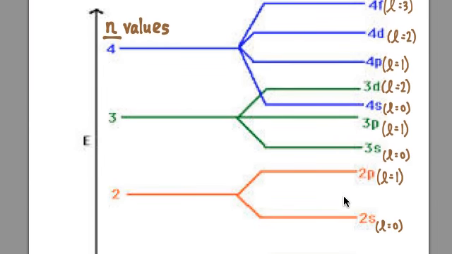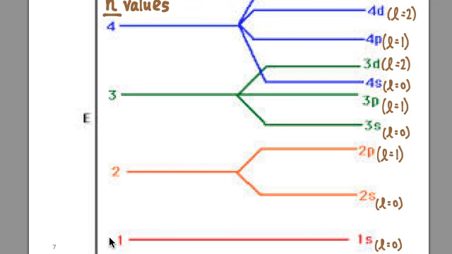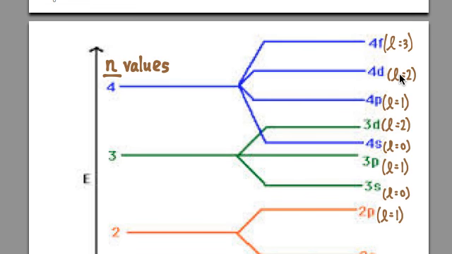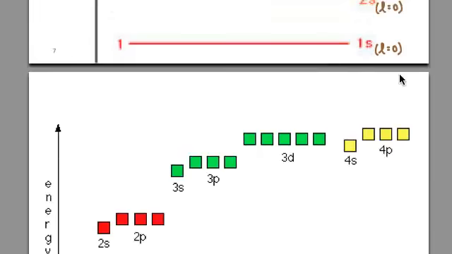Another review of some quantum numbers: principal quantum numbers 1, 2, 3, 4. S orbitals have L equals 0. P orbitals have L equal 1. D orbitals have L equal 2. F orbitals have L equal 3. And indeed, the levels kind of split like that.